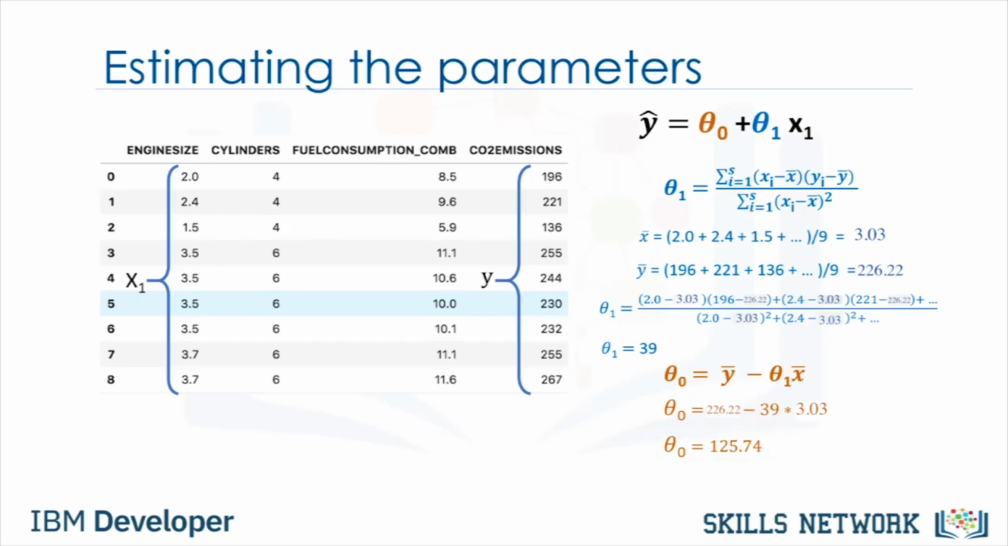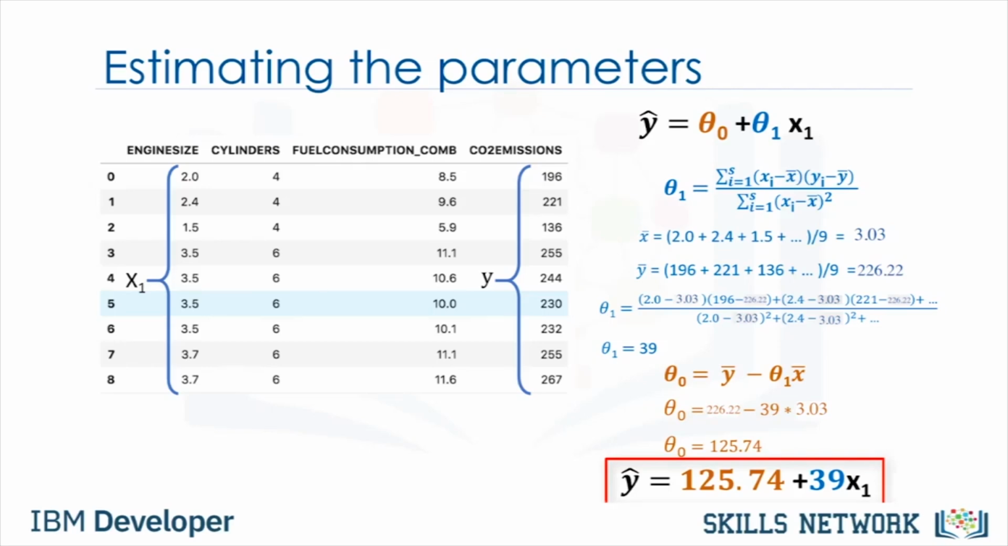125.74. So, these are the two parameters for the line, where theta 0 is also called the bias coefficient and theta 1 is the coefficient for the CO2 emission column. As a side note, you really don't need to remember the formula for calculating these parameters, as most of the libraries used for machine learning in Python, R, and Scala can easily find these parameters for you, but it's always good to understand how it works. Now, we can write down the polynomial of the line.